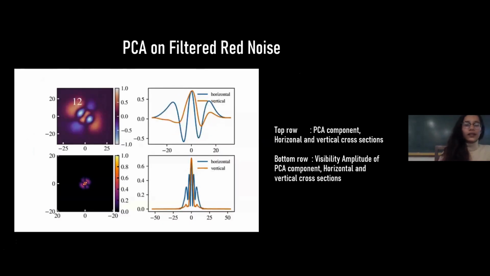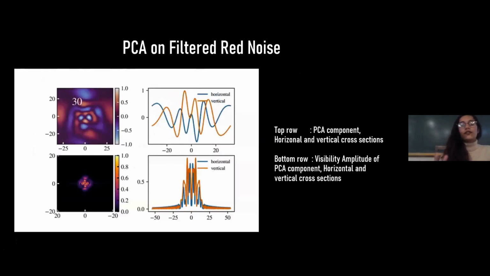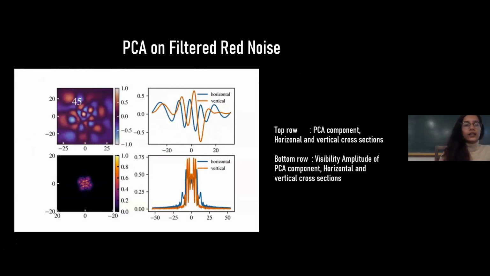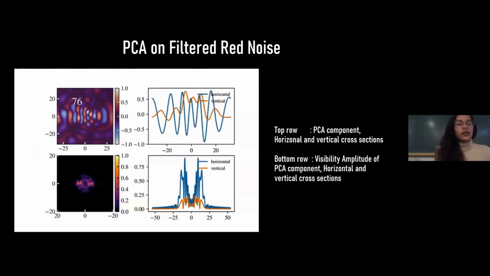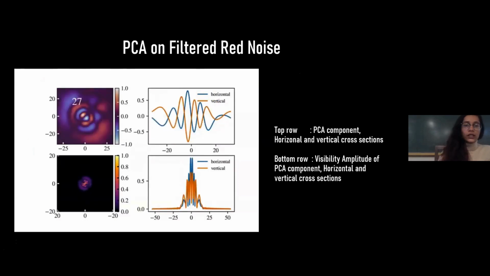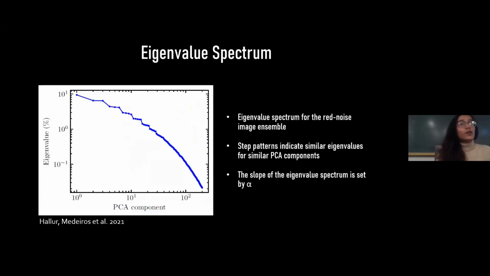This is just a little movie, again, showing the same thing. There is some sort of rotational symmetry going on. And there is also the fact that the size of the structures decreases as you increase the component number. This is the eigenvalue spectrum. We don't need to go into the details. It's just how the eigenvalue changes as PCA component number increases. And you can see these step patterns arising because, as I said, there are these similar looking eigenvalues that are placed next to each other. So you get these step patterns.